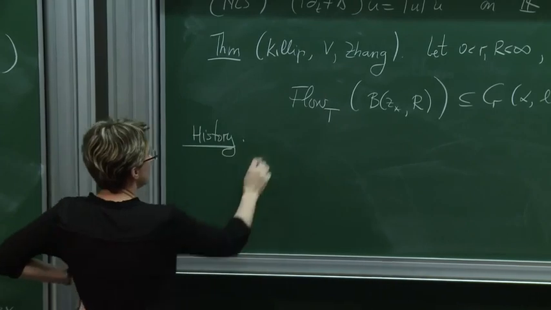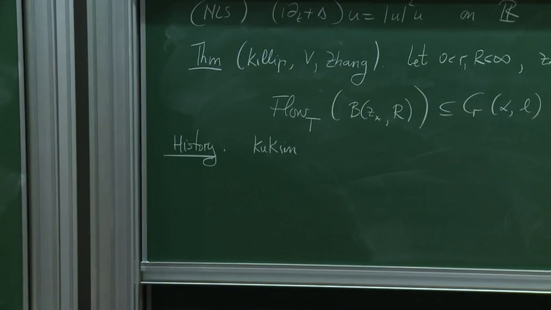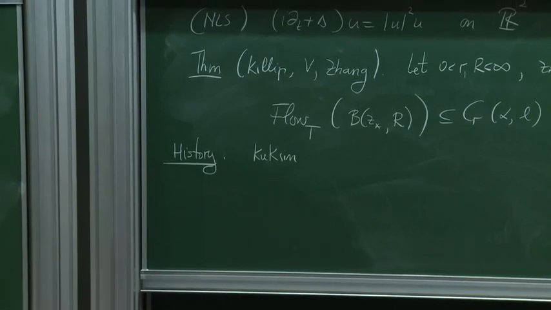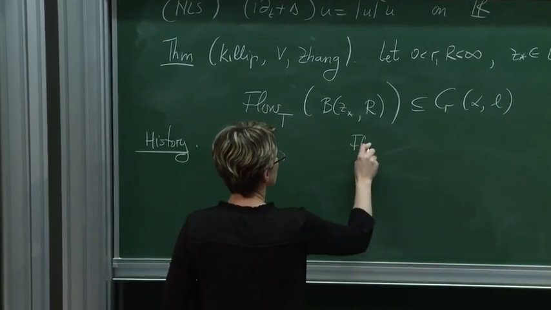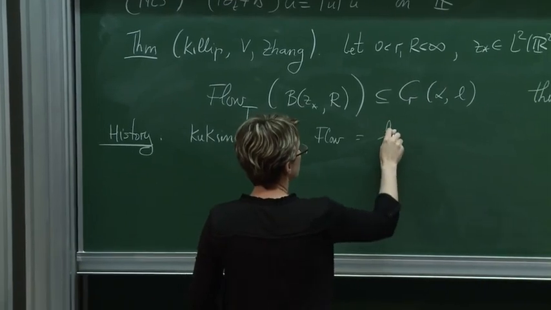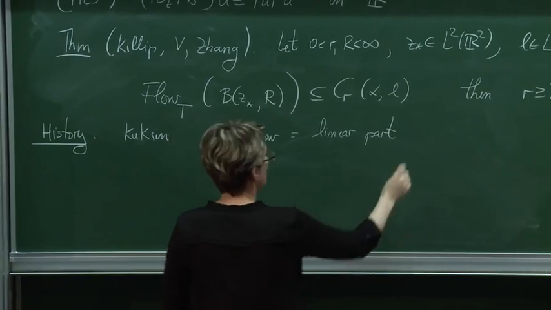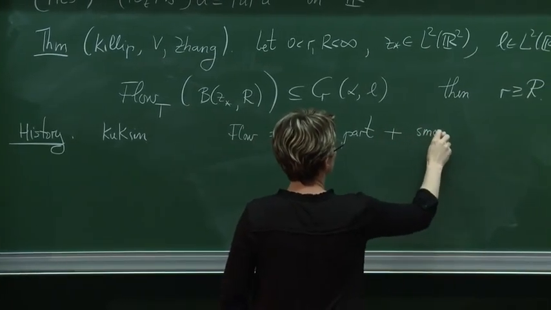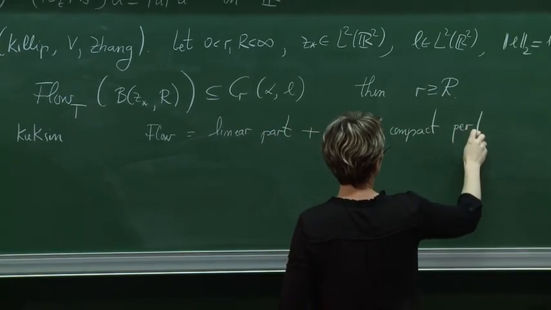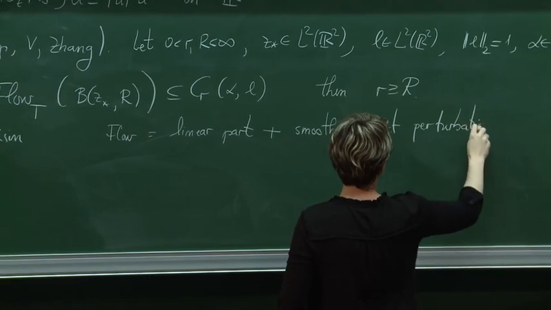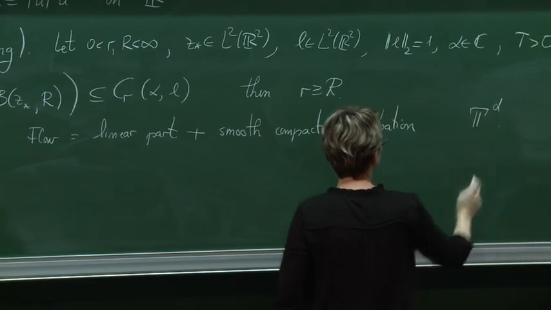Okay? The very first symplectic non-squeezing result for a Hamiltonian PDE is due to Kuksin, okay, who proved symplectic non-squeezing results for flows of the form linear part, where the linear part is assumed to have discrete spectrum, plus a smooth compact perturbation. And he offered examples of such flows on tori. Okay?